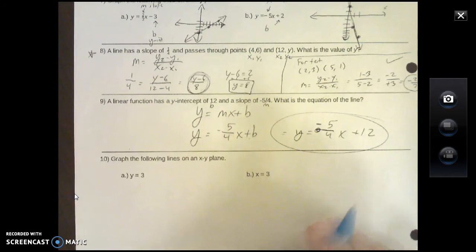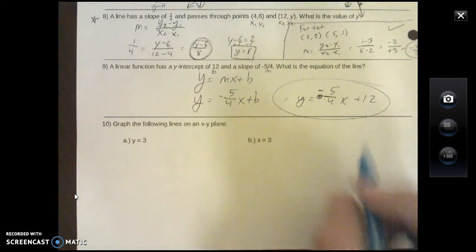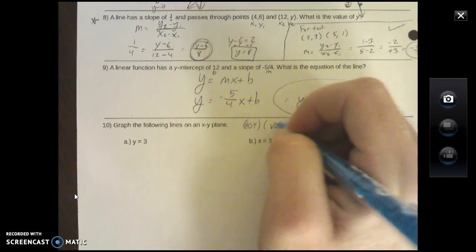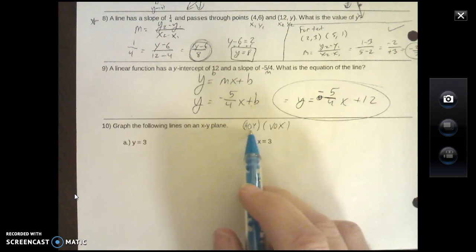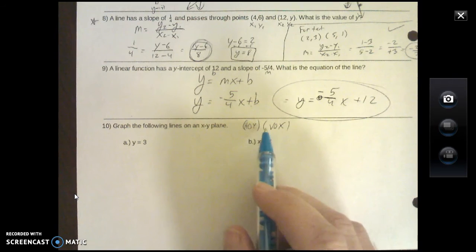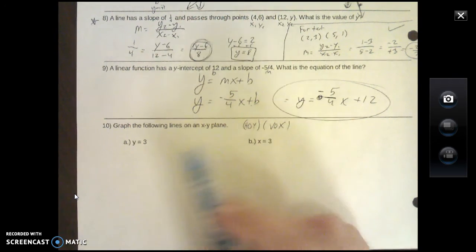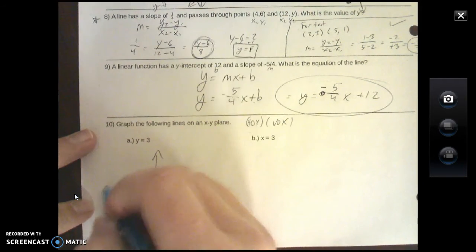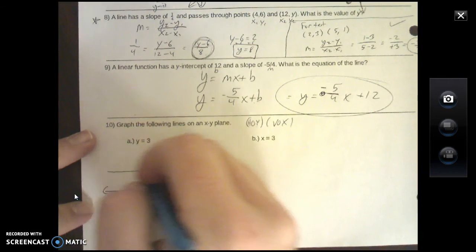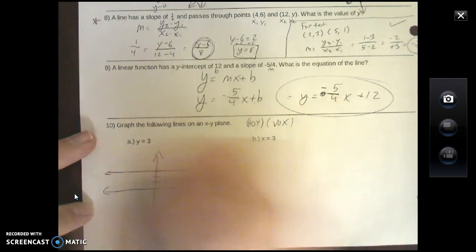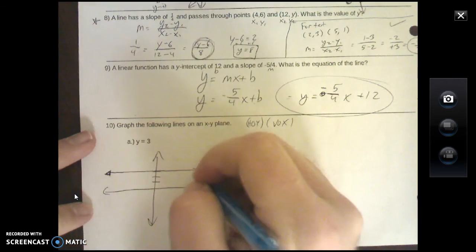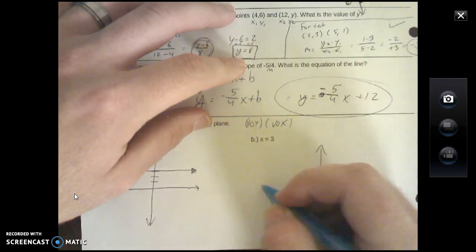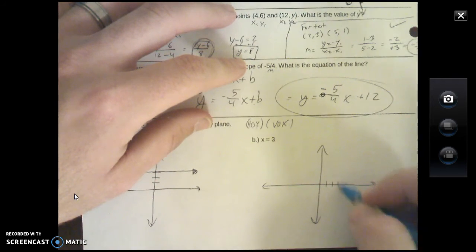Okay. Graph the following lines in the xy plane. Okay. These are special lines. If you guys remember the HOY and VUX thing: horizontal line is y, vertical line is x. So right here, since it's y, this is a horizontal line at y equals 3. 1, 2, 3. Okay, done. For x equals 3, it's a vertical line at 3. So 1, 2, 3.